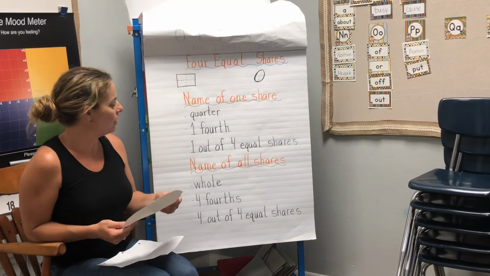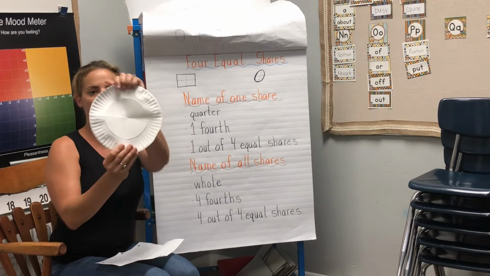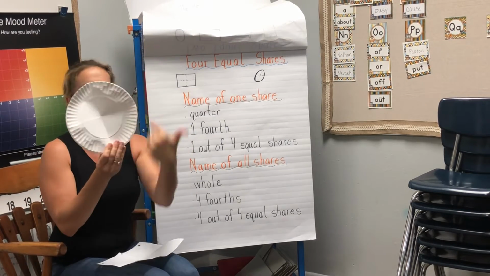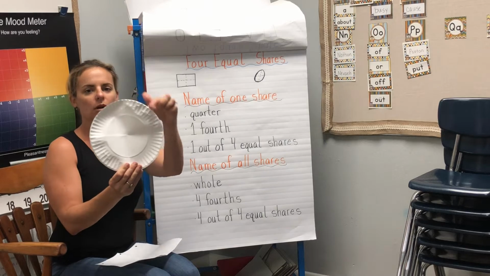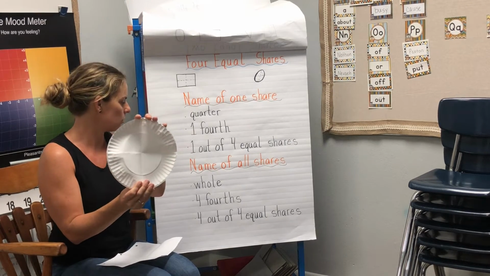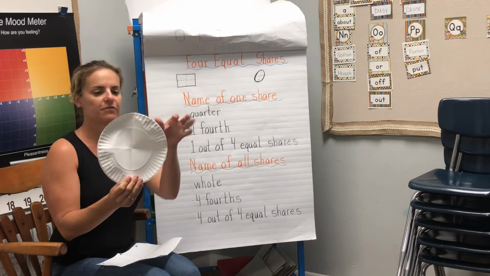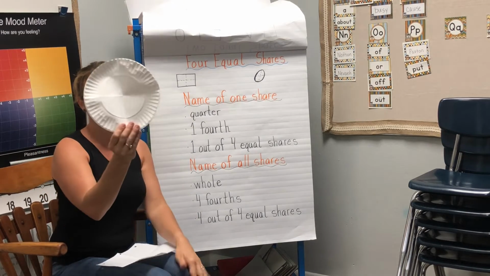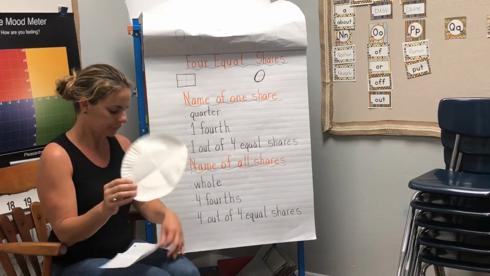If you're naming all of the share, you would say that this is the whole. If you want the whole pizza, you want 4 of the 4ths. So you want all 4 fourths, which makes it the whole, right? Or you can say, I want 4 out of the 4 shares, and that means you want all of them.